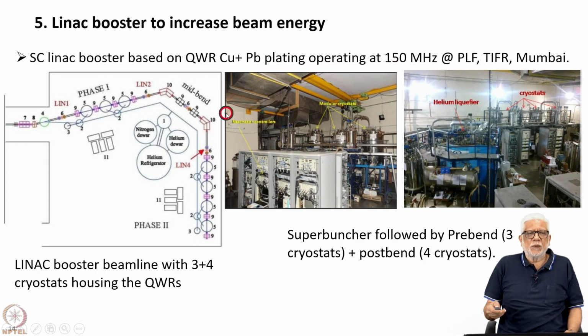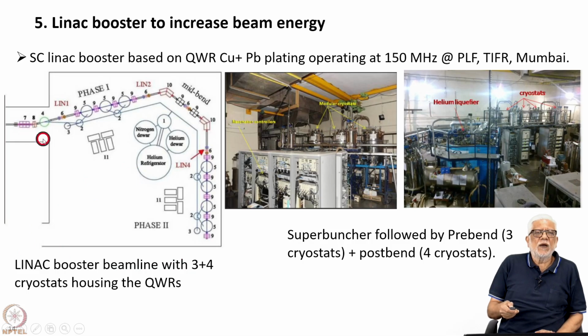And this is a picture of the beam line, the Linac booster beam line. I showed you that analyzing magnet, that two-way analyzing magnet. So, one of the ways goes into the Linac hall. So, you have a super buncher which takes it from 2 nanoseconds to a few hundred picoseconds, and then it goes into the Linac booster. There are two arms because of the constraint of space.